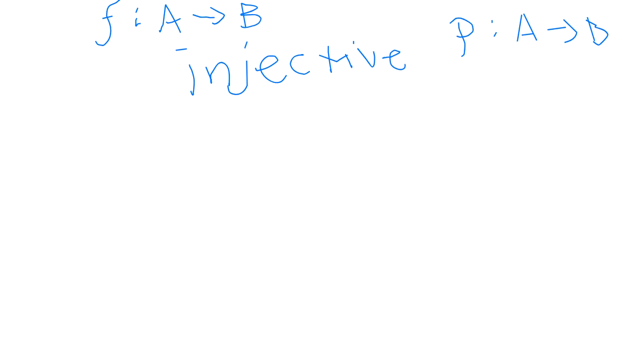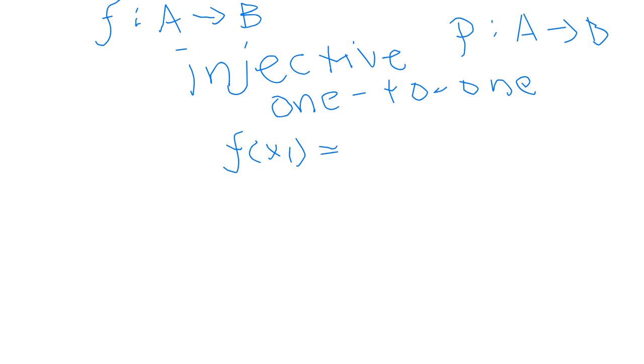I'm going to write it like this: 1-2-1. So it's said to be injective or one-to-one if f of x1 is equal to f of x2 only if x1 equals x2.